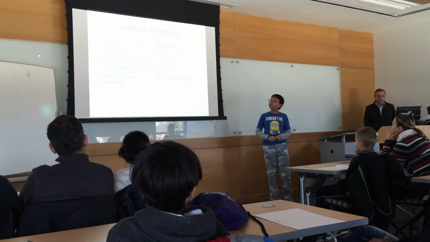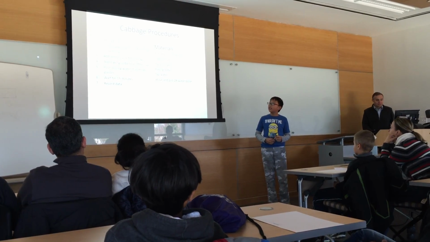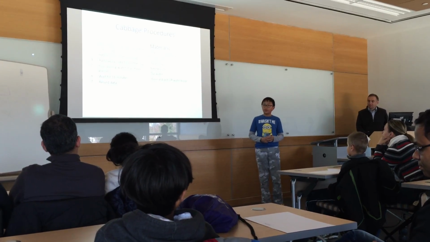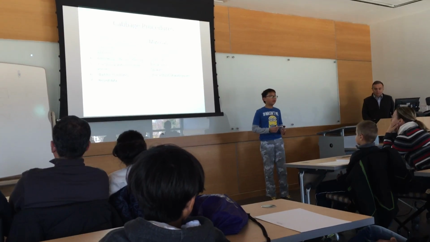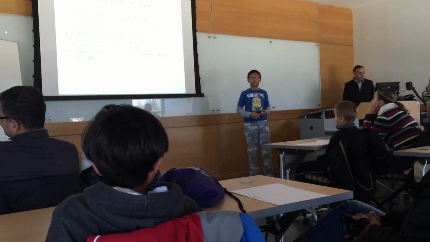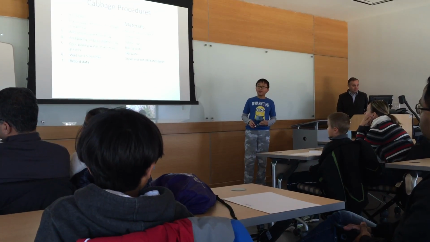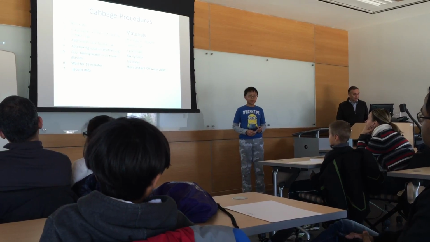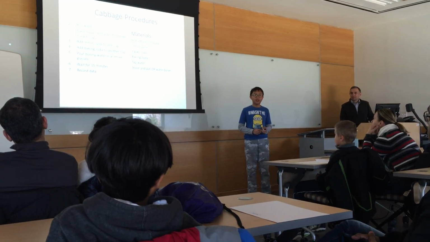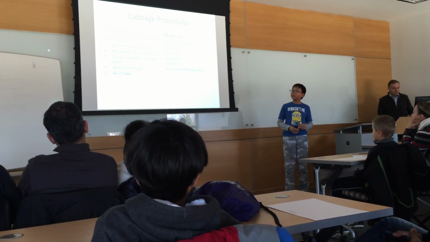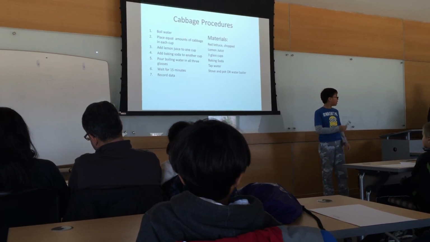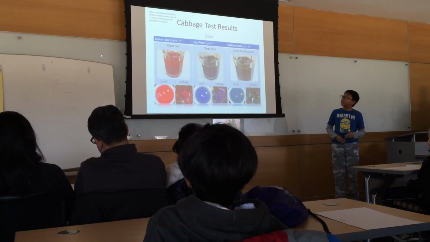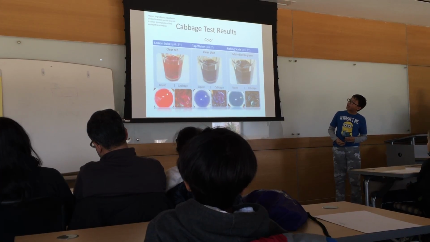The materials I used were red cabbage, lemon juice, baking soda, tap water, a water boiler, and 3 glass cups. I first boiled the water, and as the water was boiling, I placed the red cabbage inside each of the 3 cups, as well as lemon juice in one and baking soda in another. I poured boiling water into the glasses, waited for 15 minutes, and then recorded my data. So these are the results I got.